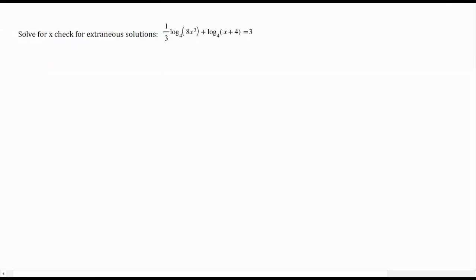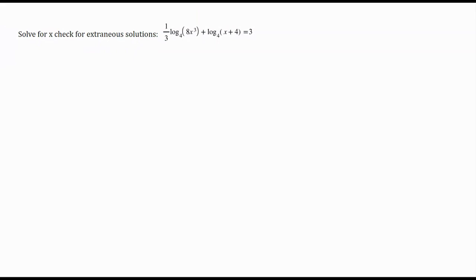You're asked to solve for x and to check for extraneous solutions. So if you're going through the worksheet that I handed out that walks through these types of things, I tried to step-by-step break this down into different problems because there's quite a bit of steps, but if you take them one at a time, they're not too tough.